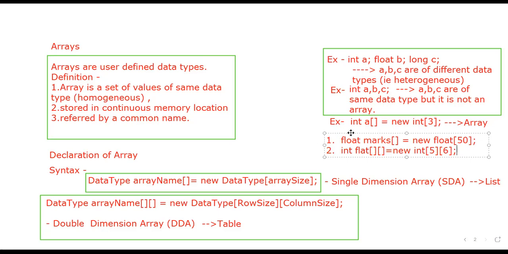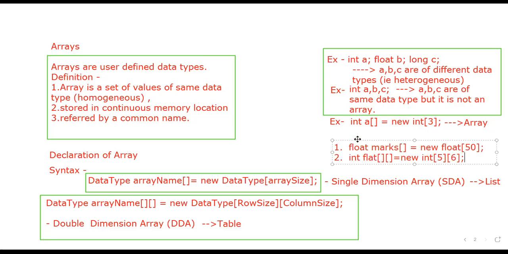So these are the examples that we have seen for single dimension and double dimension arrays. I think this is sufficient for today for you to know about arrays. In the next class we'll continue, and before that you just quickly sum up.